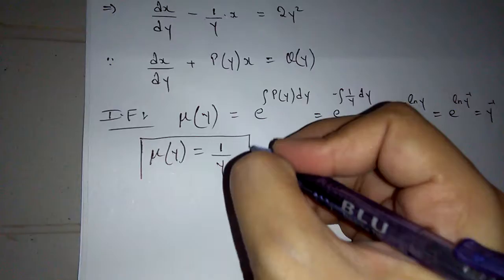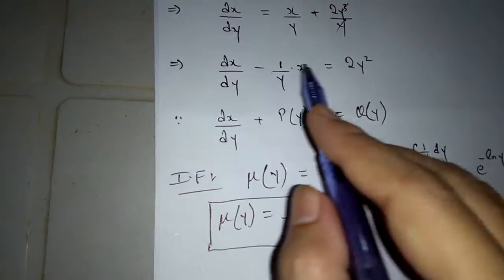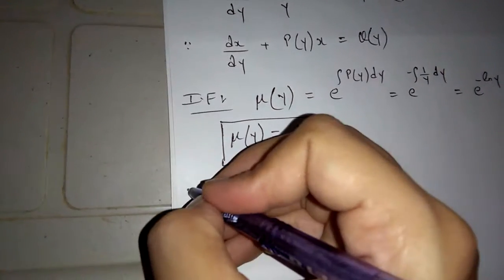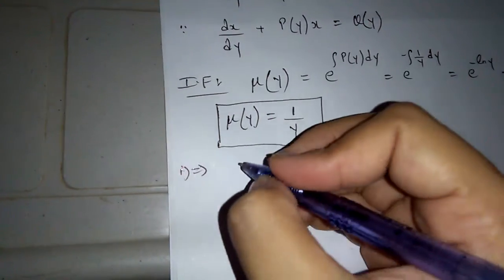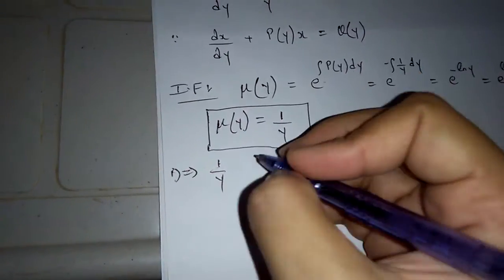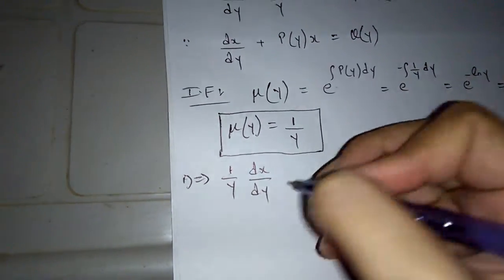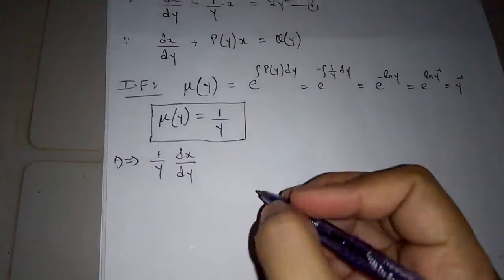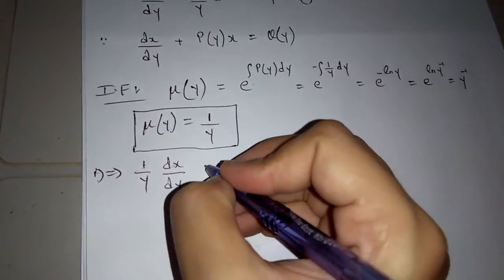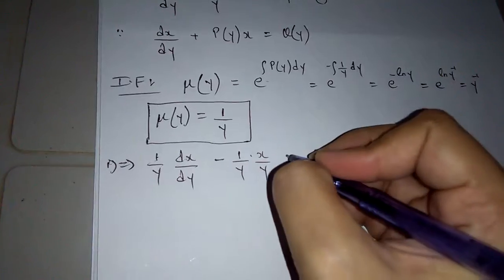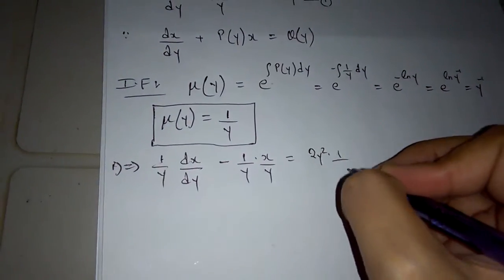So this is your integrating factor that we are going to multiply with what? This equation, okay? We just call it equation number 1. Alright, so when we multiply this equation with our integrating factor, I'm going to multiply both these things. I need to just slide my page a little bit upward. Now it's easy. Okay. And minus 1 upon y times x upon y equals 2y squared times 1 upon y. That's it.